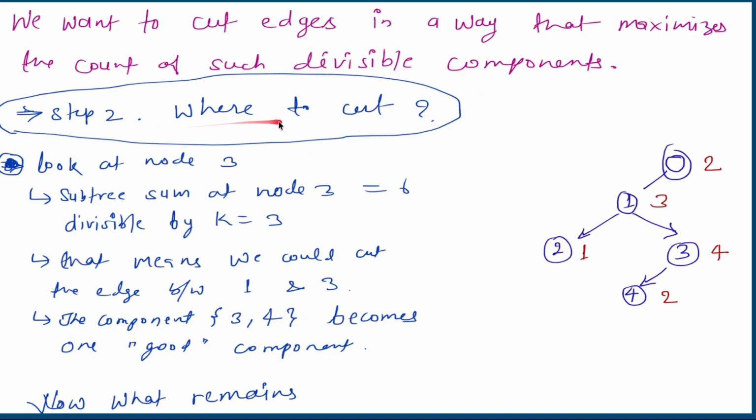So in step 2 we'll say, okay, where to cut it. So look at node 3, right? When we talk about node 3, the subtree of node 3, we know that we have a 6, right? And that means we could cut the edge between 1 and 3. So we will cut between 1 and 3, right, from here. So it will become two components, 3 4 alone, and this 3 is alone, right?